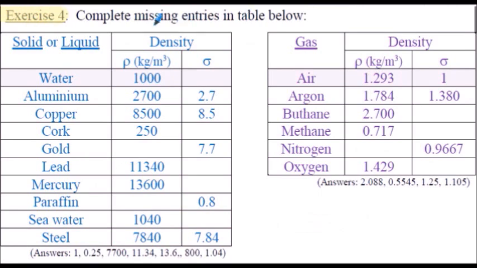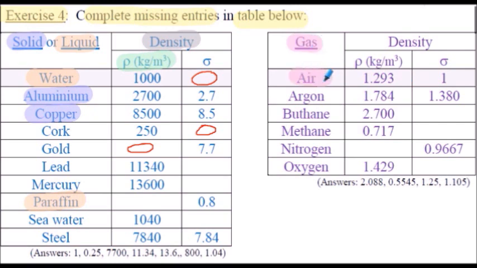Exercise 4. We're asked to complete the missing entries in the tables below. The left-hand table here we have listing of solids or liquids. Liquid would be water, paraffin, solids aluminium, copper, etc. And we're asked to state the densities, both the mass density, kilograms per meter cubed, and the relative density. So we need to fill in the various blanks in the table. And on the right hand table we have gases such as air, argon, etc. And again we have to determine the values to complete the table.